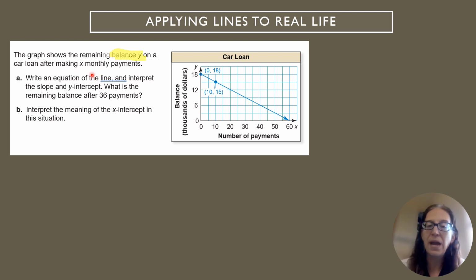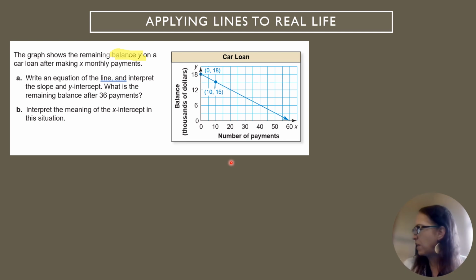Every month you're making a payment, and you'll notice it says X. So on the X-axis is the number of payments. So the way you could interpret this is after 30 payments, you owe exactly halfway between 6 and 12, like 9. So $9,000. So after 30 payments, you owe $9,000. And that's how you interpret what the points mean. So the first question there is write an equation of the line and then interpret the slope and the y-intercept.